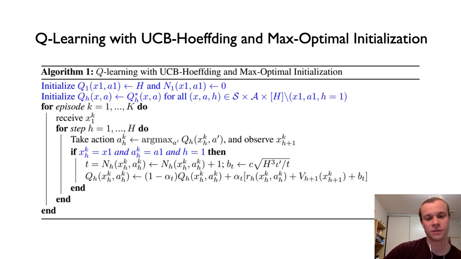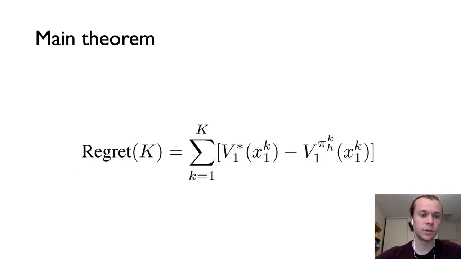This is the algorithm. As you can see, it looks very similar to the Q learning with upper confidence bound Hoeffding. It's essentially the same thing, except with a few assumptions added. The first two lines are the assumptions on the initialization, which is that we're initializing the Q function to the optimal Q function for all states, actions, and steps except for one. Then there's this if statement, which makes sure that we're updating the Q function only when we're visiting the state x1, the action a1, and we're at step h equal to 1, which is the first step. Now we can move on to the main theorem.